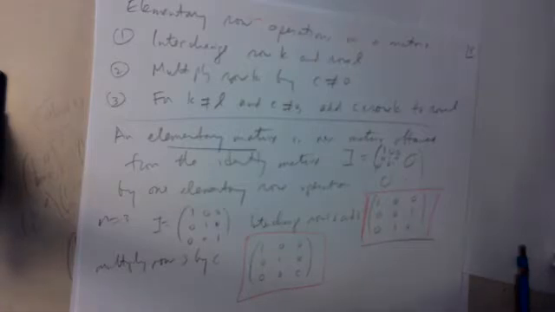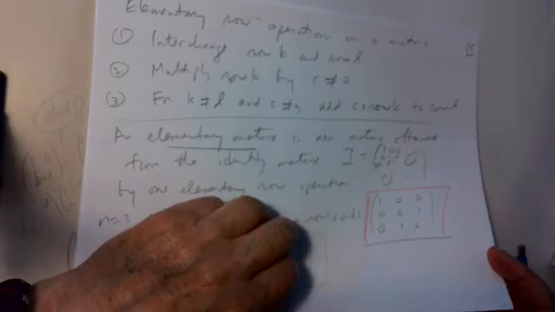And the third elementary row operation is adding a multiple of one row to another.